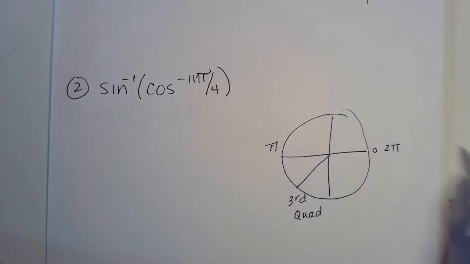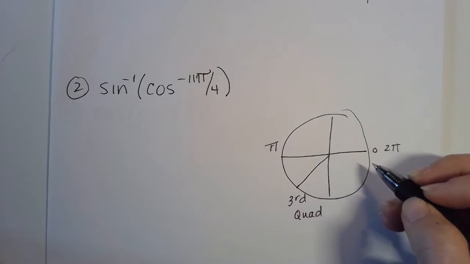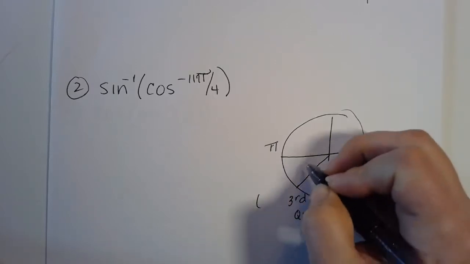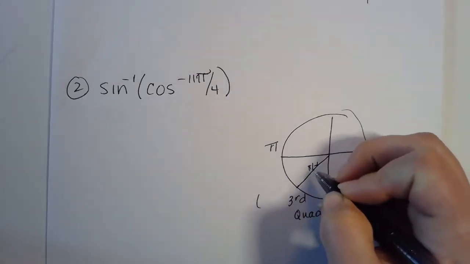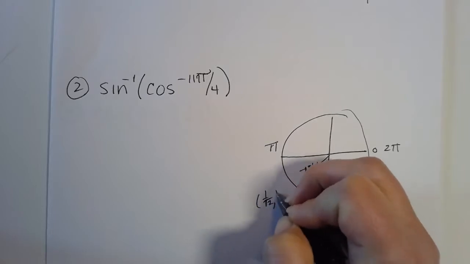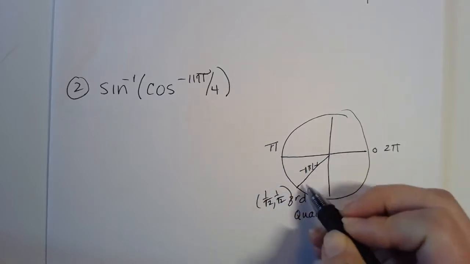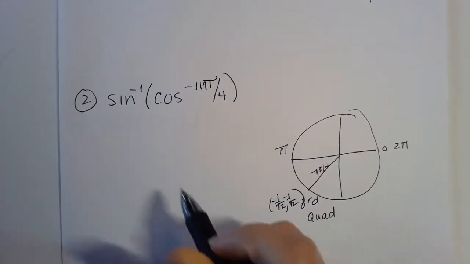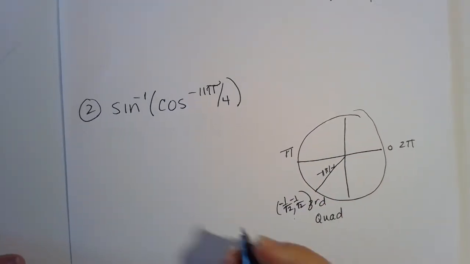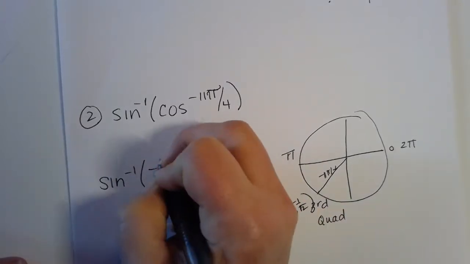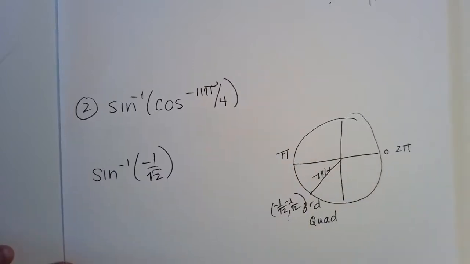So now, what will be my cosine value here? So cosine here, it's a pi over 4, and it'll be down here, right? So if this is some version of pi over 4, which is negative 11 pi over 4, I know the coordinates will be 1 over root 2, 1 over root 2, and since they're in the third quadrant, they're both negative, okay? So I can really replace this with this. So we have arcsine of negative 1 over root 2.